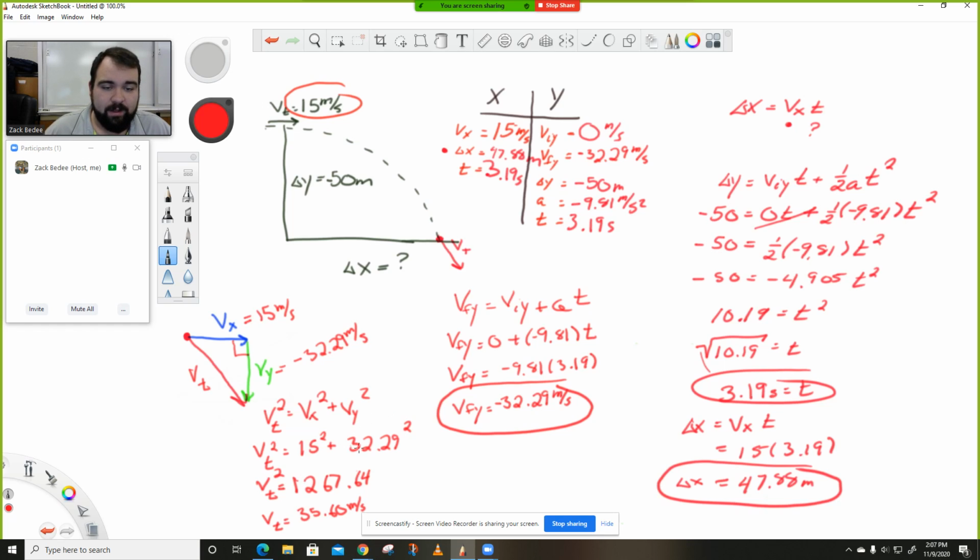You may wonder why I didn't put a negative here for negative 32.29. The reason is because once you square it, it's just going to cancel out anyway, so I didn't bother putting it in there. Now this Vt is going to be the magnitude of the velocity. We still need to know a direction. We know that this length is 35.60. We don't know this angle, the angle theta. This is going to be our last step of the process. Use the inverse tan function of the y component over the x component.